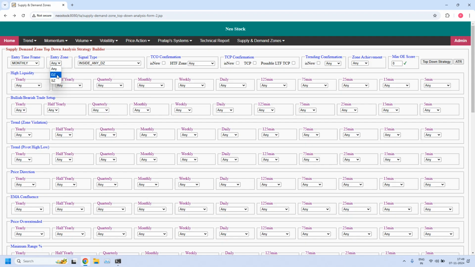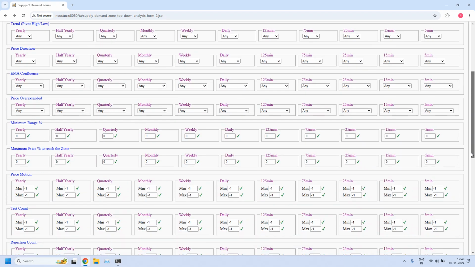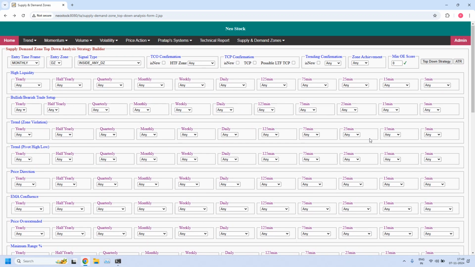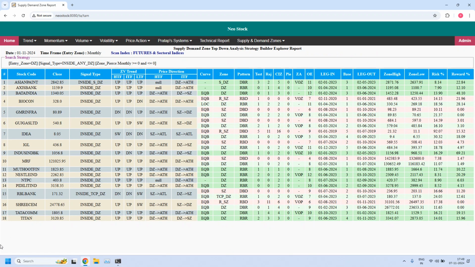We don't want pierced demand zones. So in the pierced column, at monthly time frame, I am setting minimum value 0 and maximum value 0. Let's filter. 18 stocks are filtered. Currently price closed inside these monthly zones.